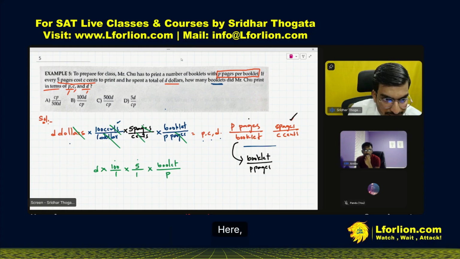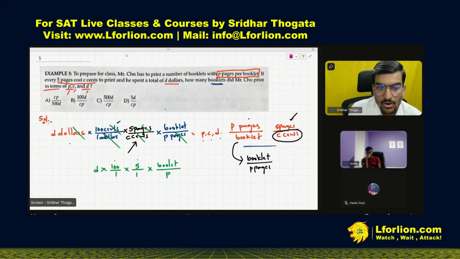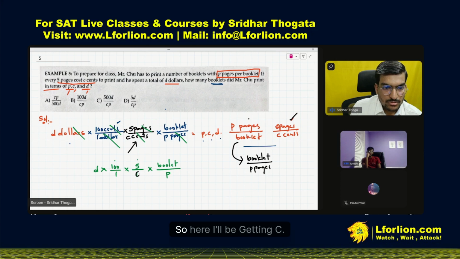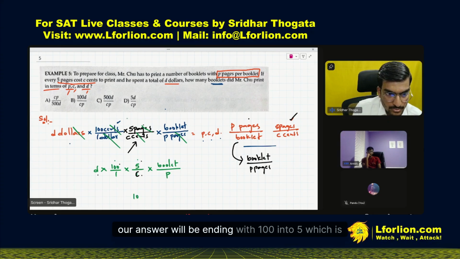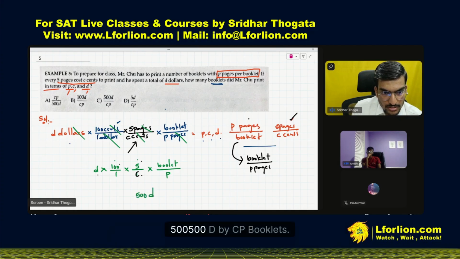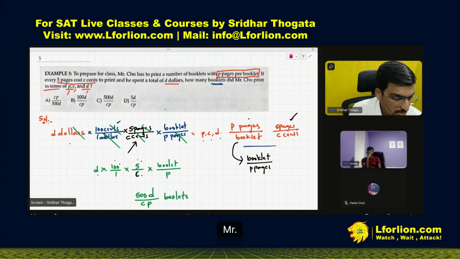Is that clear? Here I just didn't draw this. This is C cents, not only cents. So here I'll be getting C. So D 100 5 by C booklet by P. So our answer will be ending with 100 into 5, which is 500. 500D by CP booklets. Is that clear?